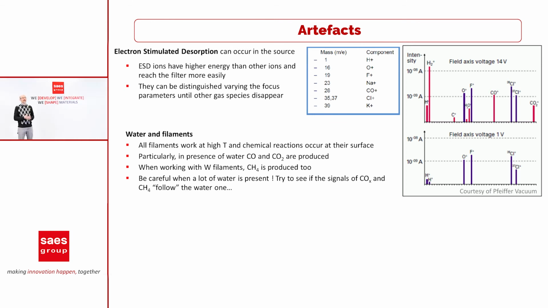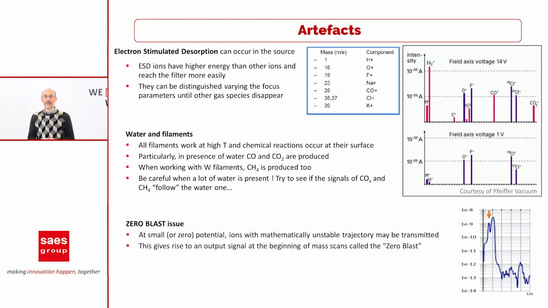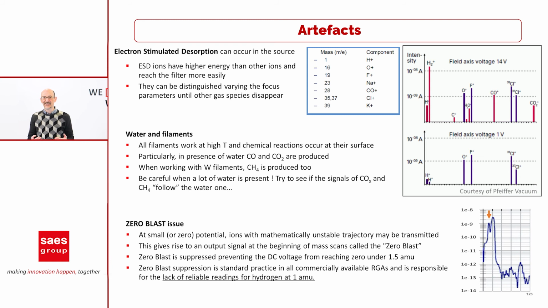The third artifacts have to do with the first mass of the spectrum. At very small or zero potential of the filter, ions that should have unstable trajectory may be transmitted. This causes an apparent higher signal at the beginning of the scan called zero blast. This effect is suppressed by preventing the voltage from reaching small values below mass 2. The message is: do not care too much about mass 1, it may be not reliable.